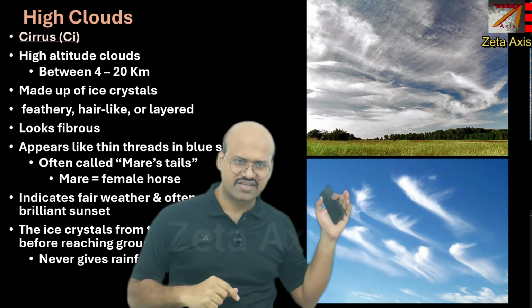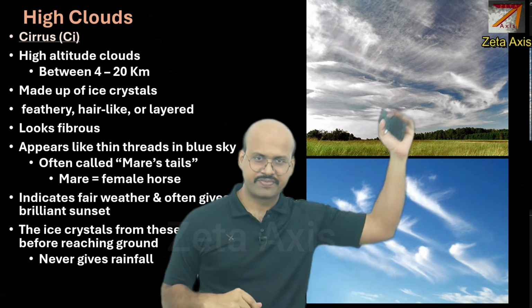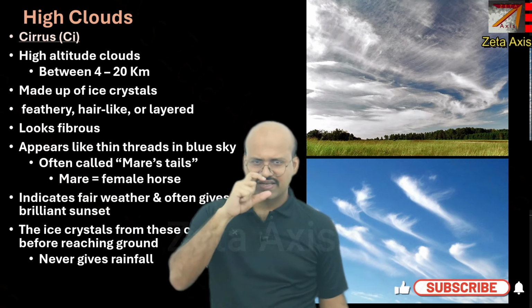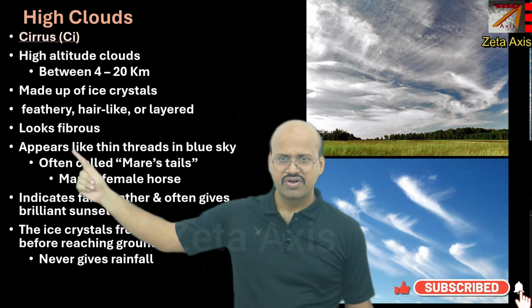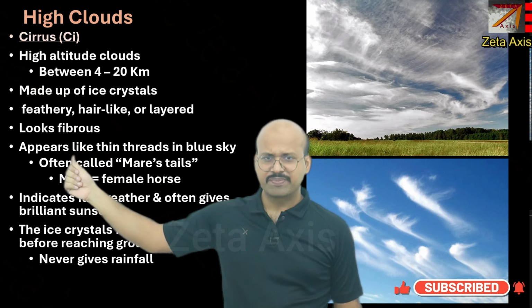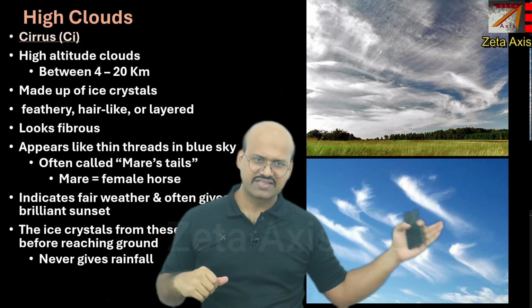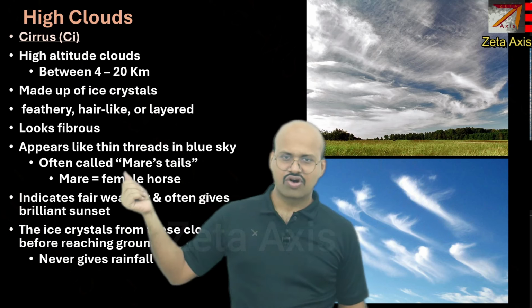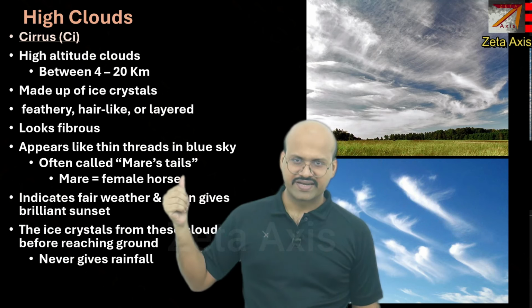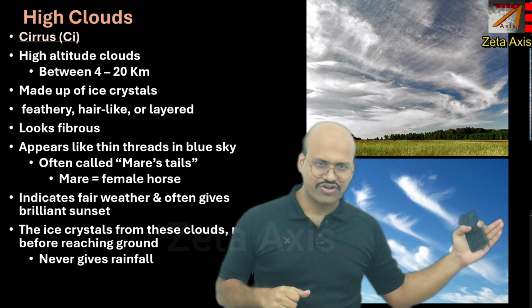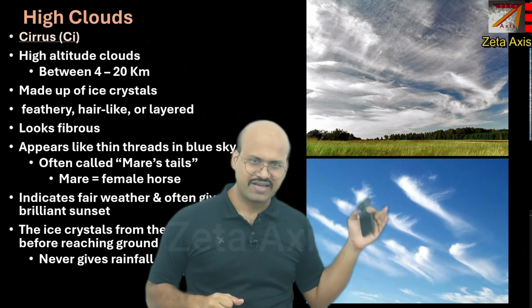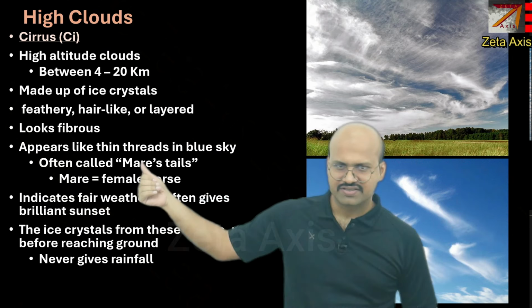So you can see they are generally feathery like this. They are very thin or thinly layered. They look fibrous. It appears like thin threads in the blue sky. So you can see that they appear like thin threads, and that is why they are called mare's tail, that is, female horse's tail. Here you can see that they look like a horse's tail. That is why they are given this name.